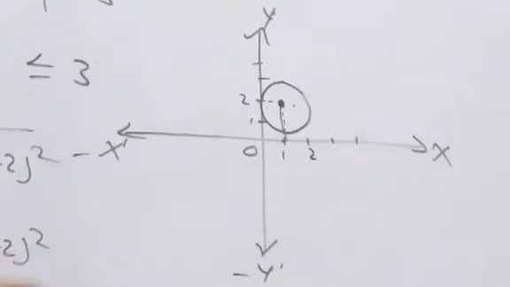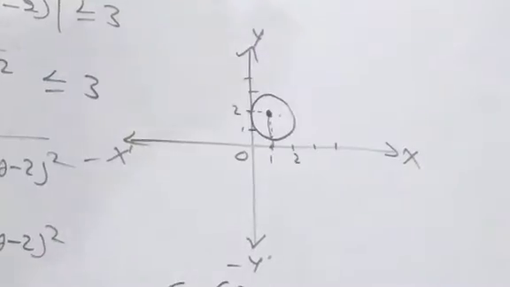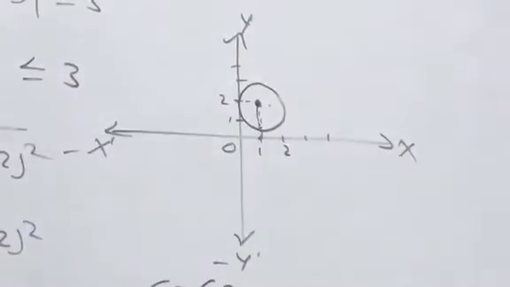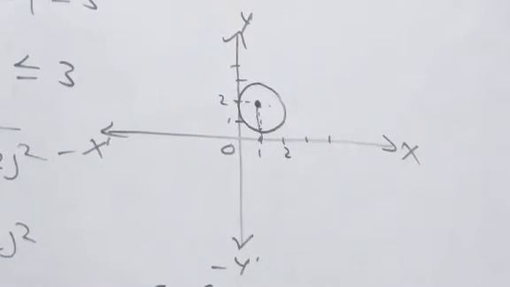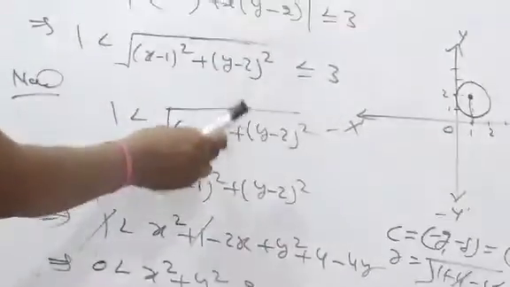You will make it in your copy. Then this is with the help of an Argand diagram. Means this is a diagram on the complex plane. Understood?